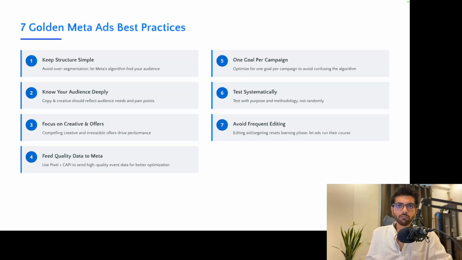And avoid frequent edits. Give the space for the algorithm to breathe. It needs 50 optimization events in 7 days to get out of the learning phase. So once your ad is placed, or any change that you make, give it a 3-4 day breather. Generally speaking, if you see the data is non-conclusive, then wait for the data to get conclusive.